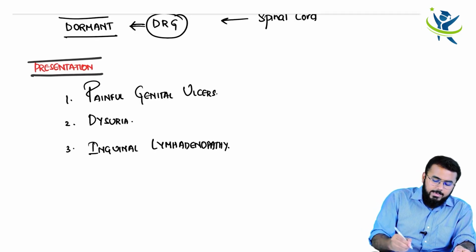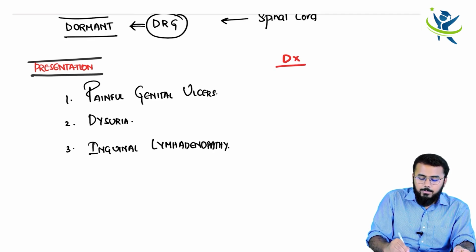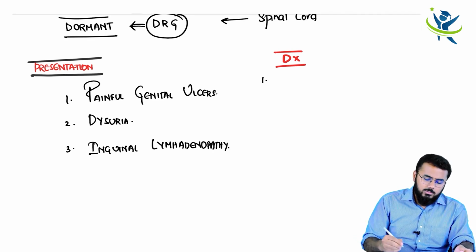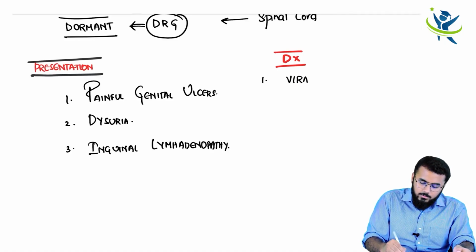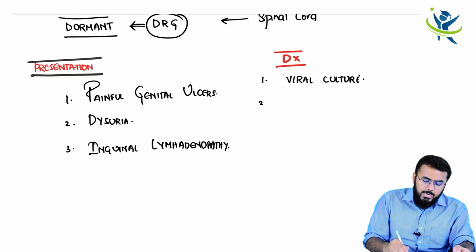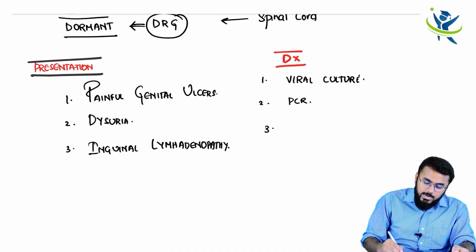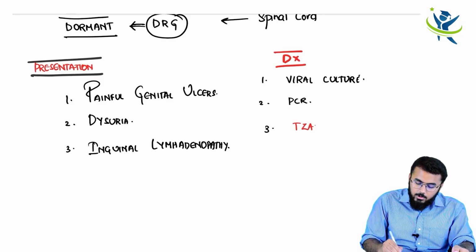So let us look at the diagnosis now. What is the important thing you need to know? Obviously, this is a virus, so I will do a viral culture first of all. Second important thing is that I do a PCR also. Third important thing is a very important test that is called the Tzanck smear.